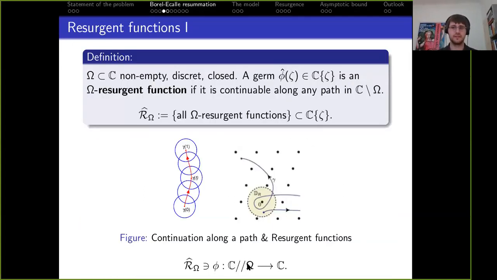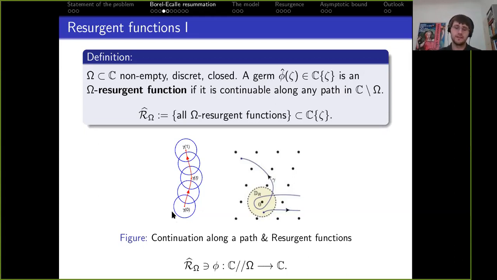Let me try to define resurgent functions. You start with a set in the complex plane, which is non-empty, discrete, and closed, so that there are no accumulation points. And this set will be the set of possible singularities of your functions. You just define the resurgent functions as functions that admit analytic continuation along any path that avoids this set.